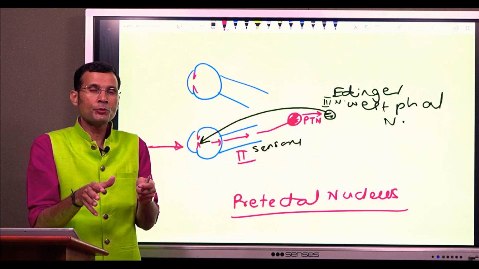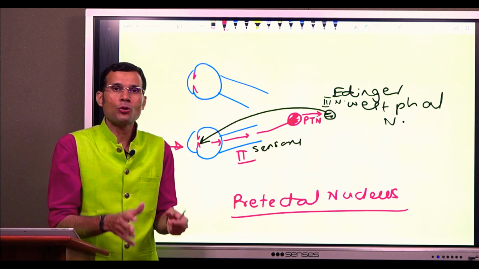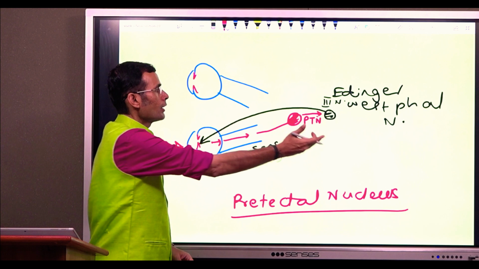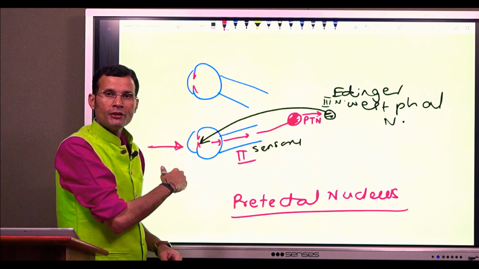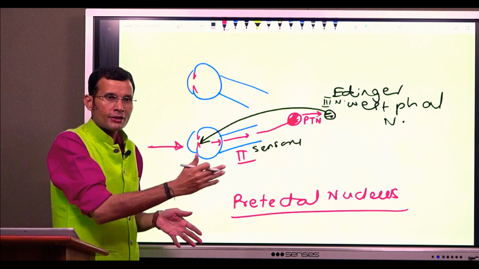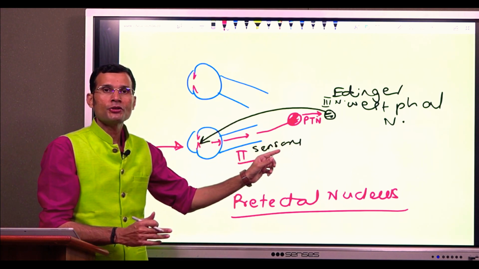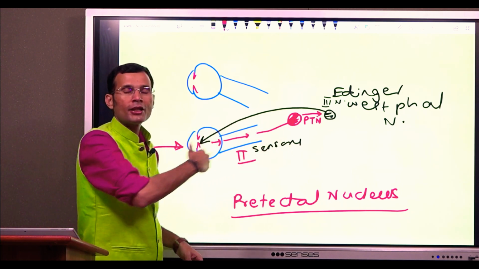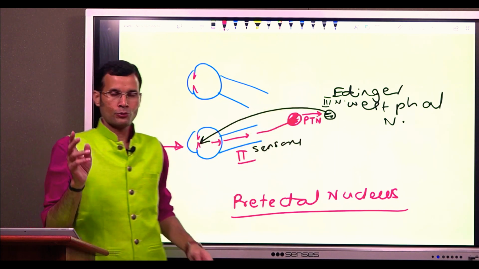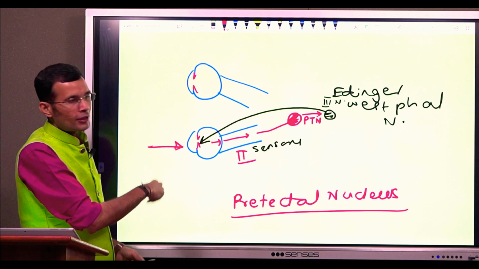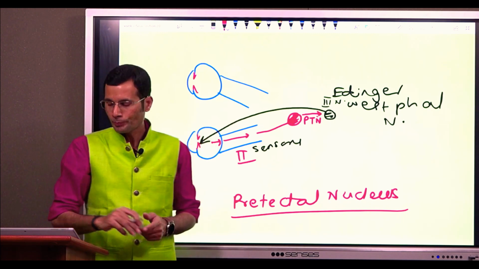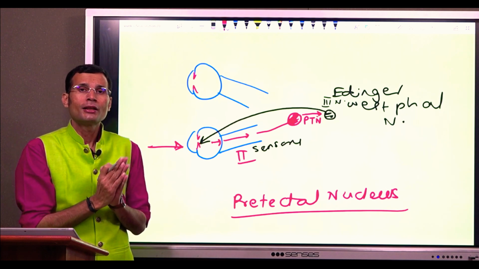So, the pretectal nucleus is the interneuron. Okay, the sensory nerve is the second nerve, the motor nerve is the third nerve, oculomotor nerve, and between these two nerves, second and third, there are pretectal nucleus neurons. So, it's an interneuron which connects the second and third cranial nerve. Okay, so sensory is second, motor is third, and the connection, the interneuron, is the pretectal nucleus. That's the pathway for light reflex.